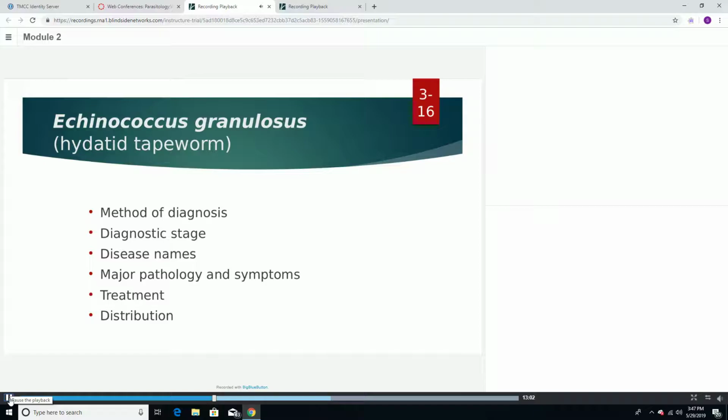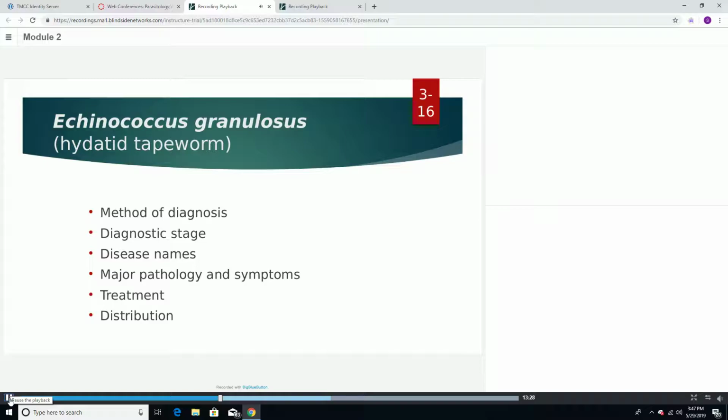The next parasite that we're going to cover is Echinococcus granulosus, or the hydatid tapeworm. For diagnosis, we could do serological testing for this parasite, indirect hemagglutination or ELISA testing. We're going to look for the presence of scolices, brood capsules, hydatid sand, or daughter cysts in the hydatid cyst fluid.